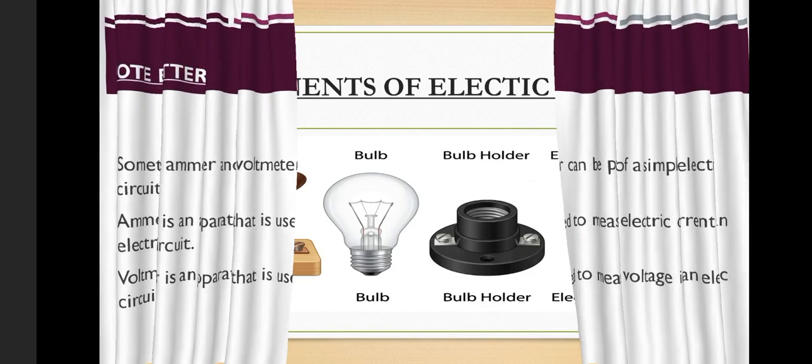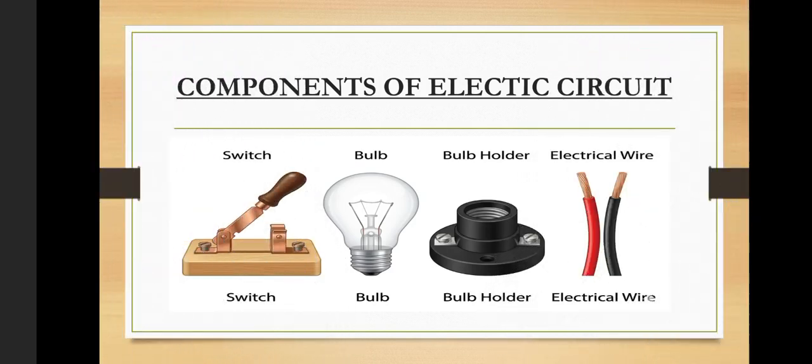Learners, I want us now to observe these components of an electric circuit so that we may know what we are talking about. In this diagram, we have a number of the components of an electrical circuit. The first component here is a switch. Then a switch is followed by a bulb. Then we have a bulb holder. And finally, number 4, we have the electrical wire.